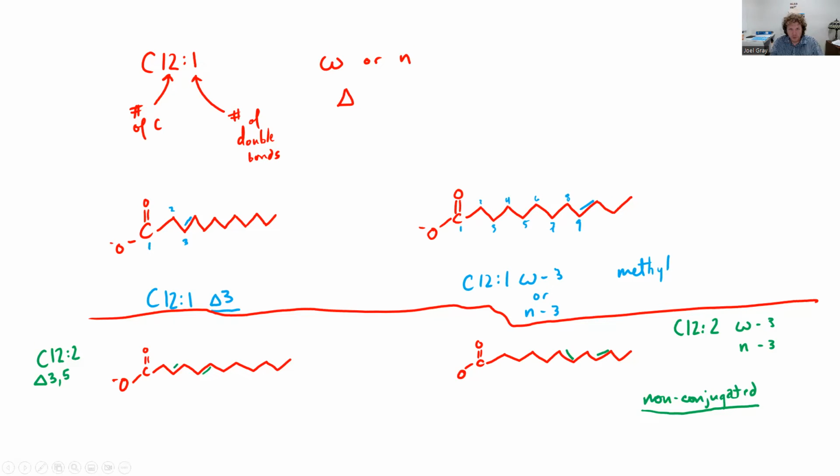Now, I hope this was helpful. These are very similar to one another, but you always just have to remember, where am I starting? My methyl end or my carboxylic acid end? The delta scheme starts at my carboxylic acid end. The omega system starts with the methyl end.